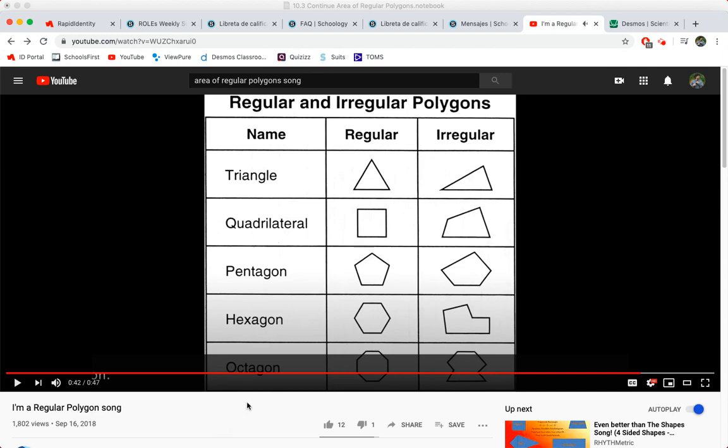All right, awesome video. Just a reminder of regular, what they look like, and irregular, what they look like. So regular triangle versus an irregular triangle, regular quadrilateral versus an irregular quadrilateral, pentagon, regular, irregular, hexagon, 6 sides, regular and irregular.